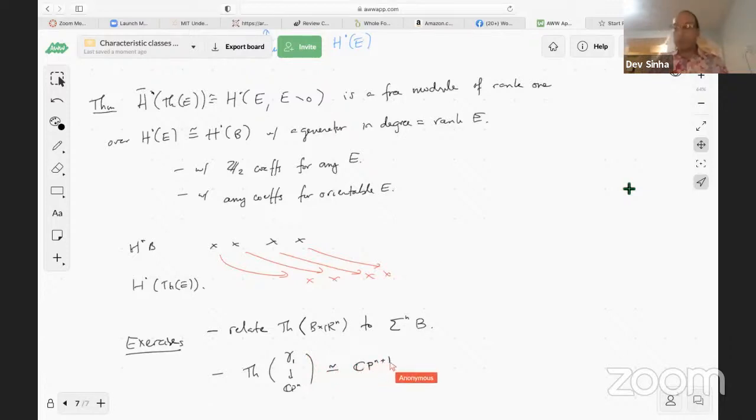That's a fun fact. Okay, and then you can check that the reduced cohomology of CP^(N+1), if I get rid of that degree 0 class, that degree 0 generator, then those cohomologies match up. They're just kind of suspended twice.